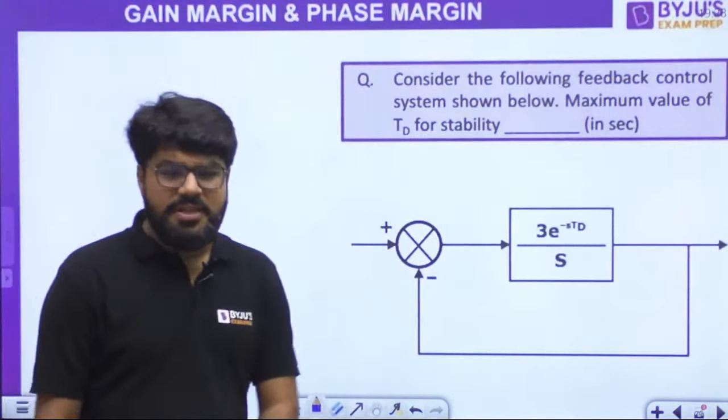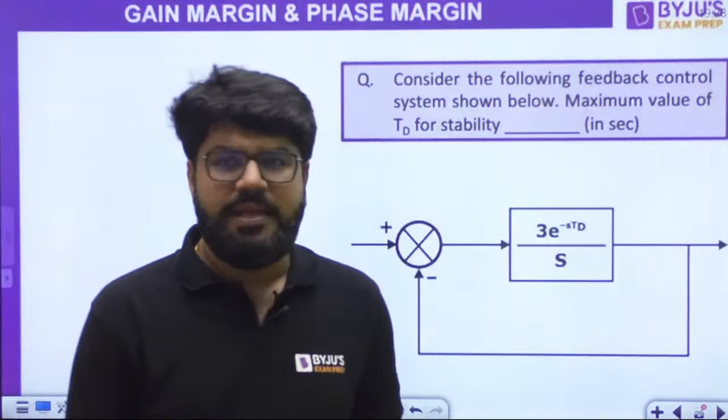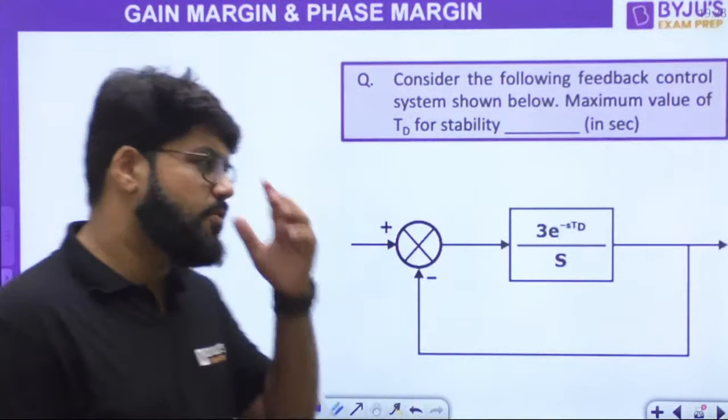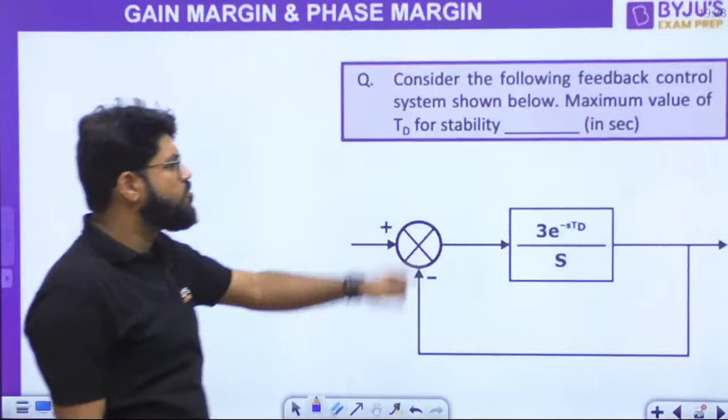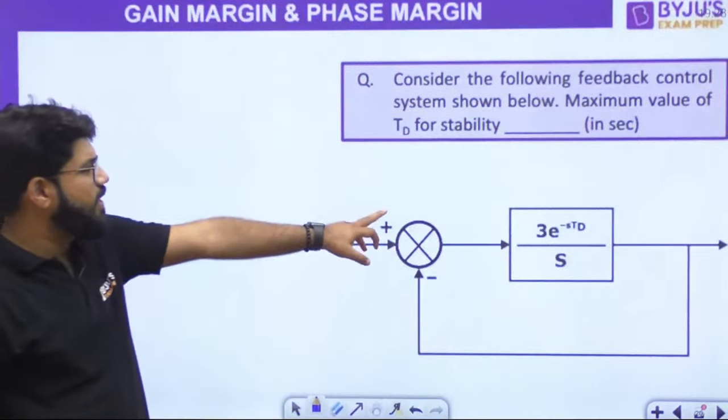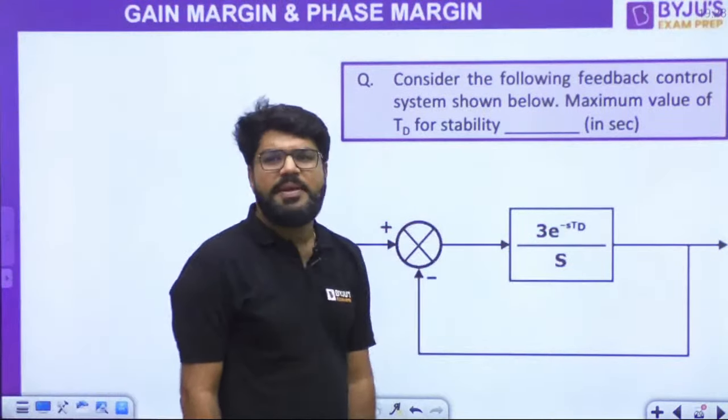Because this is the transfer function which introduces the time delay, y(t) equal to x of (t minus T). You can think with the Laplace transform. Consider the following feedback control system shown below. What is the maximum value of Td, the time delay term, for stability?